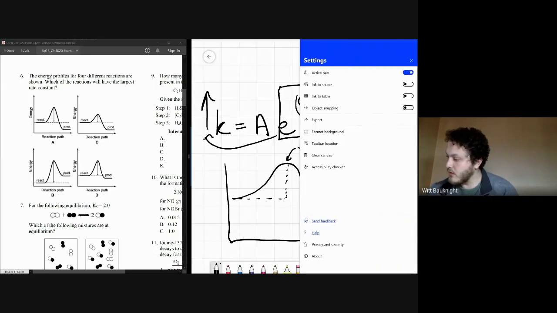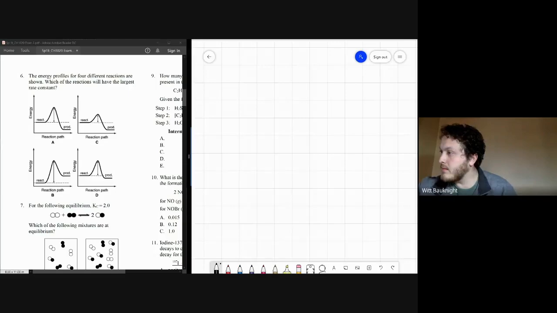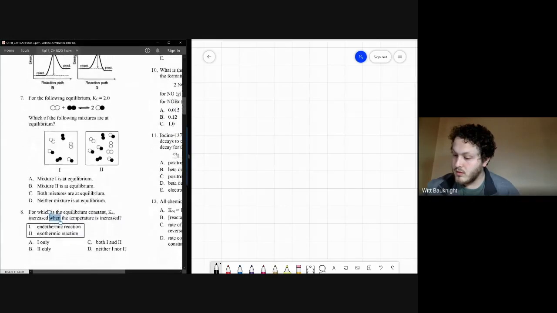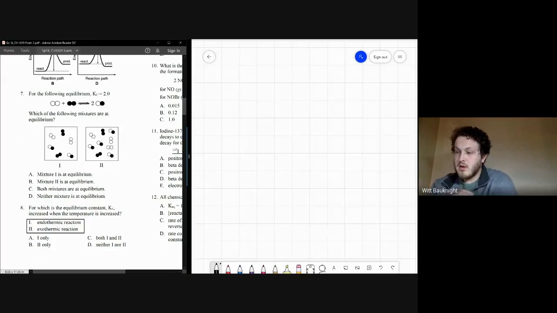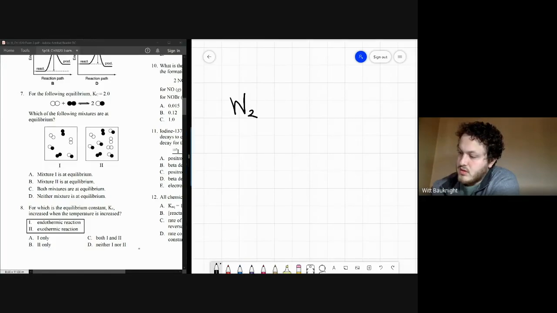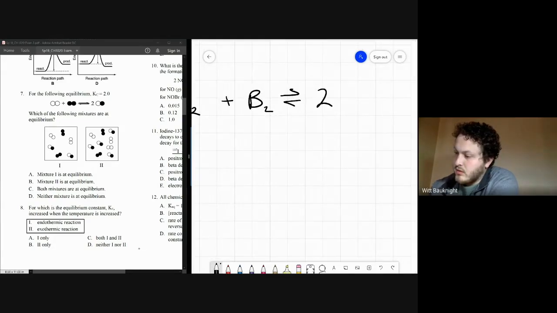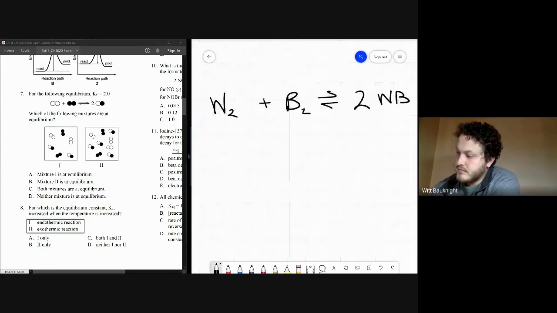All right, so for problem number 8, oh, excuse me, that was problem number 6. For problem number 7, let's look at it. For the equilibrium, Kc equals 2, we have this reaction. We can call this white 2 plus B2 is in equilibrium with 2 WB.